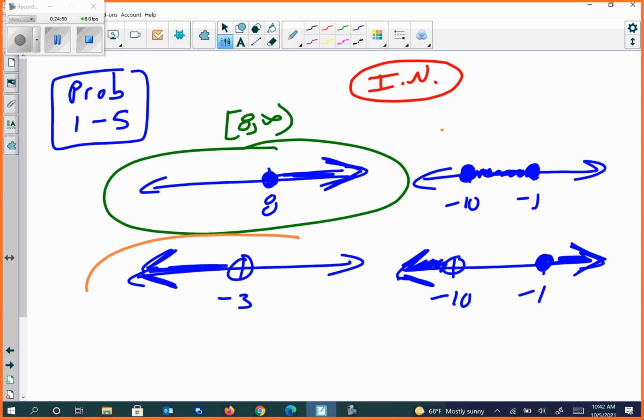What about this one? How would you do this one? Interval notation. Negative infinity to negative 3. What kind of brackets? Soft on everything.